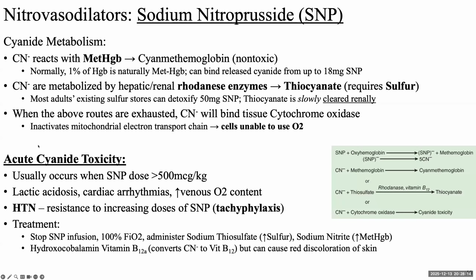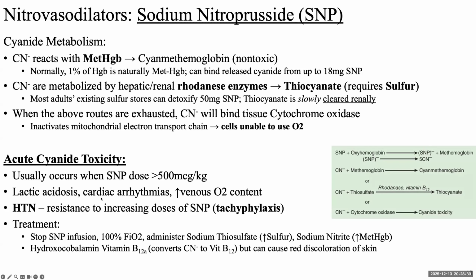Acute cyanide toxicity occurs usually when your SNP dose exceeds more than 500 mics per kilo. Some hallmarks of it are lactic acidosis, which makes sense because we've made cells unable to use our aerobic metabolic pathways, so they're going to resort to anaerobic metabolism, right?